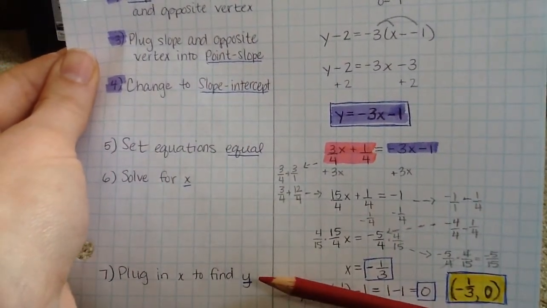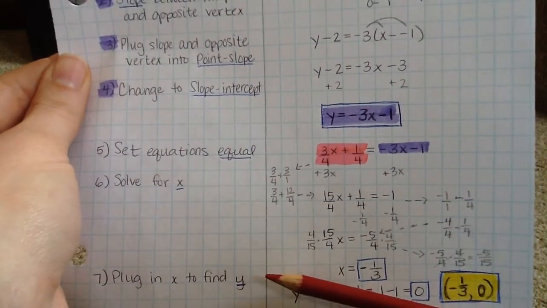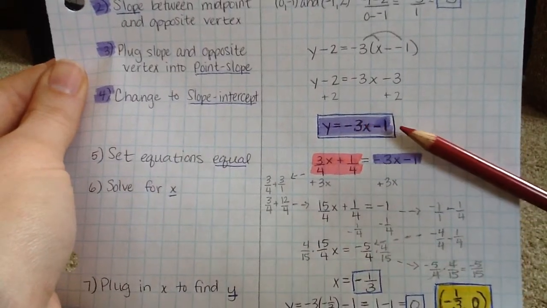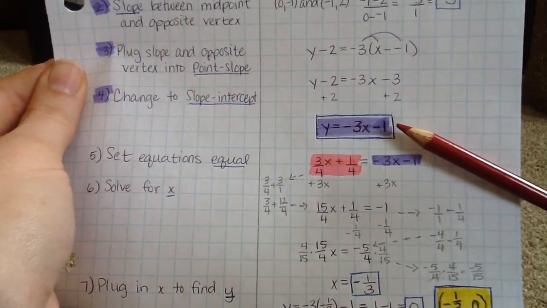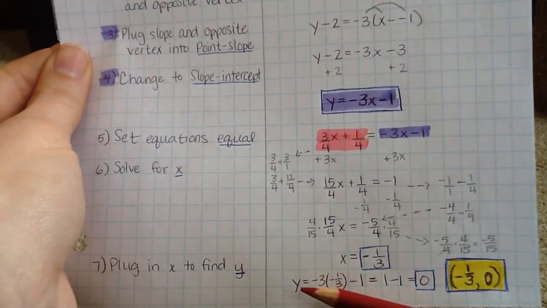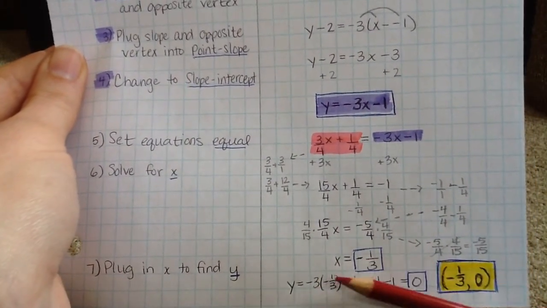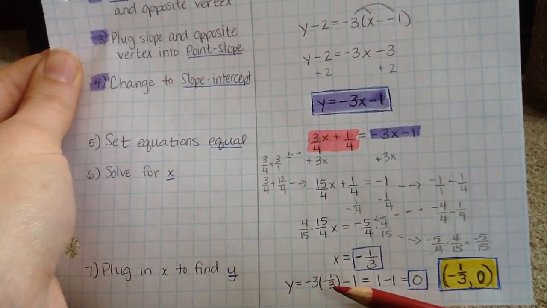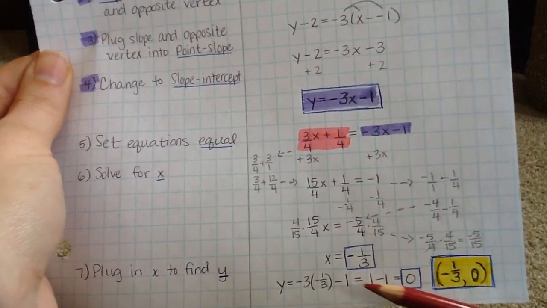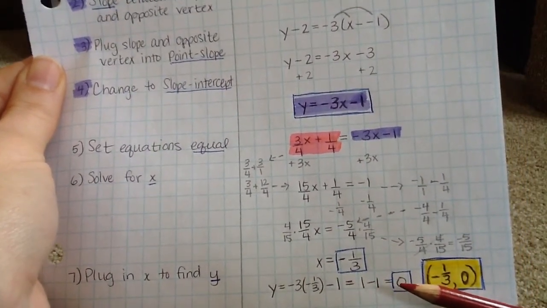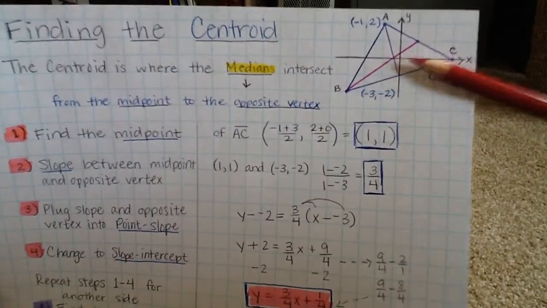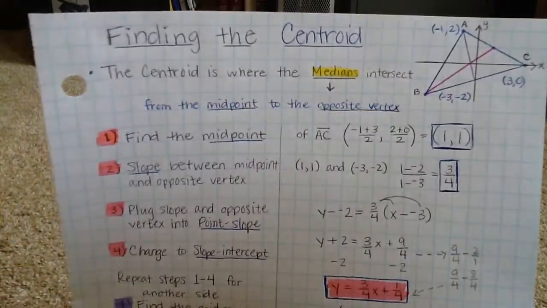Now you're going to plug in that x you just found in order to find the y, and you can plug it into either one of these original equations. I chose my y equals negative 3x minus 1 because it didn't have fractions and it looked a lot easier. So y equals negative 3 times our x, which was negative 1/3, minus 1. Negative and negative is a positive. 3 times a third is 1, so positive 1 minus 1 equals 0. So our centroid is (-1/3, 0), which matches our graph, finding the centroid.